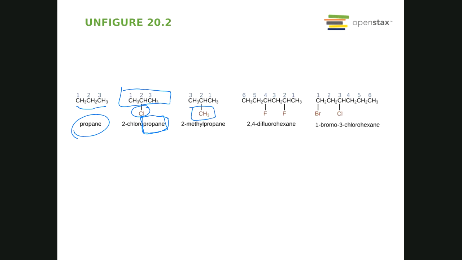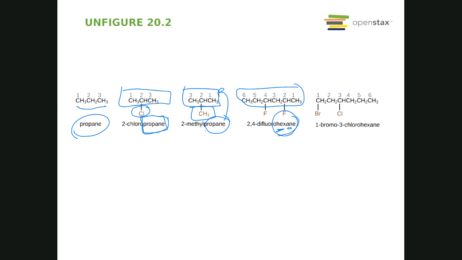2-methyl, a methyl group on carbon number 2, the main carbon chain is propane, and the methyl group is on carbon number 2, so 2-methylpropane. You have a 6-carbon chain here, so it's going to be hex for 6. A-N-E is alkane, so hexane.